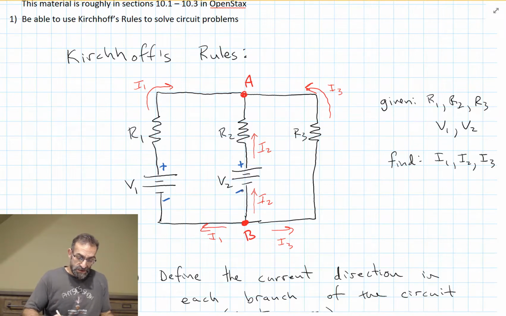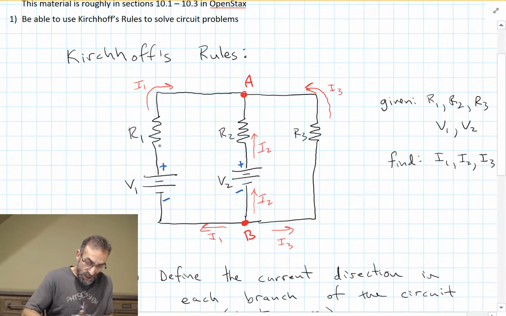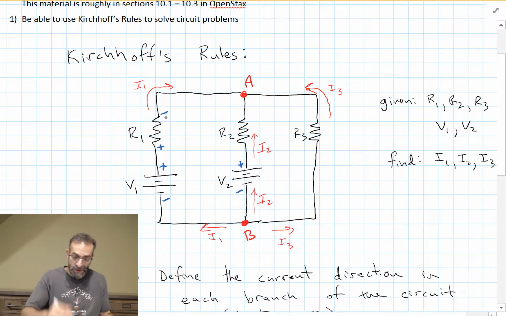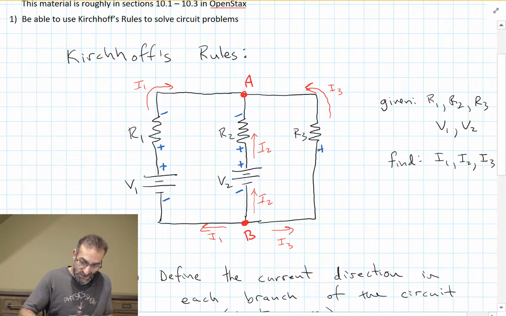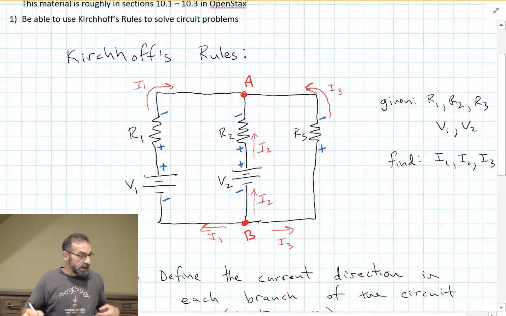Now the resistors. R1, my current is flowing up. So the bottom has to be at higher potential than the top. R2, my current is flowing up. So the bottom has to be at higher potential than the top, or the current wouldn't be flowing that way. And I3, it's going up. So the bottom must be at higher potential than the top.